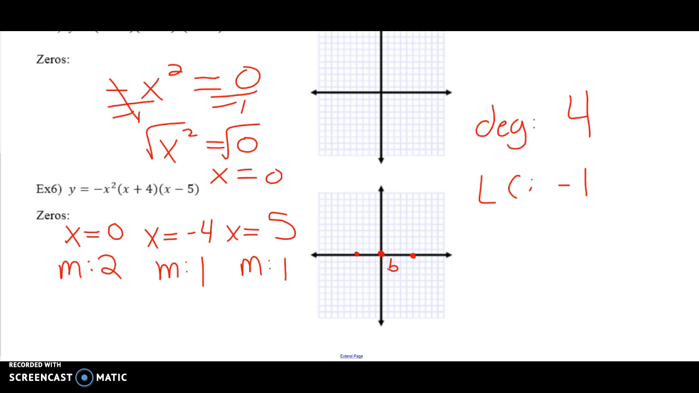It's a negative leading coefficient and an even degree. So even degrees are like quadratics. What do negative quadratics do? They go down. Down, down. If you plug in 0 for all of your x's, what's the y-intercept going to be? 0. Yeah, we already knew that because the x-intercept is 0. If the x-intercept is 0, it has to cross the y-axis at 0 as well. So the y-intercept is 0.